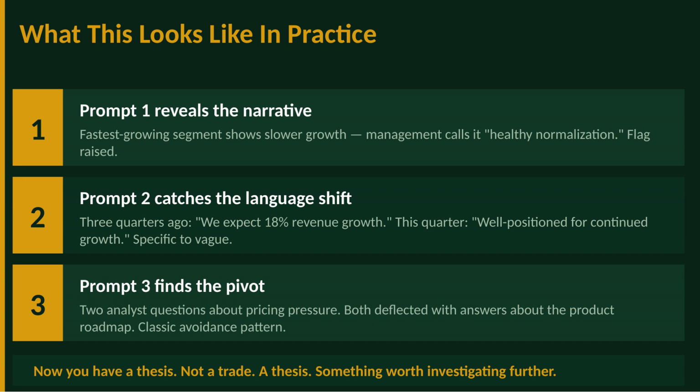You pull the transcript. You run prompt 1, the business narrative, and get a clean segment by segment breakdown. You spot that the fastest growing segment is showing slower growth, but management is calling it healthy normalization. You run prompt 2, the language analysis, and the AI flags that forward guidance language shifted from specific to general. 3 quarters ago, we expect 18% revenue growth this quarter. Now, we're well positioned for continued growth.